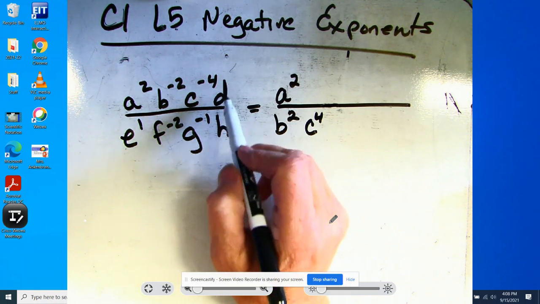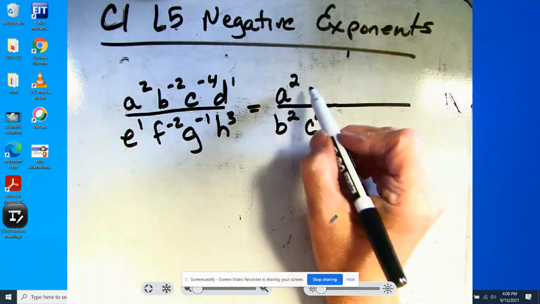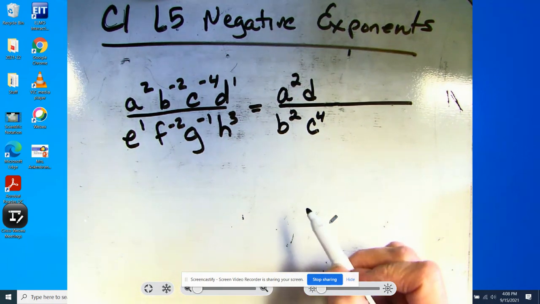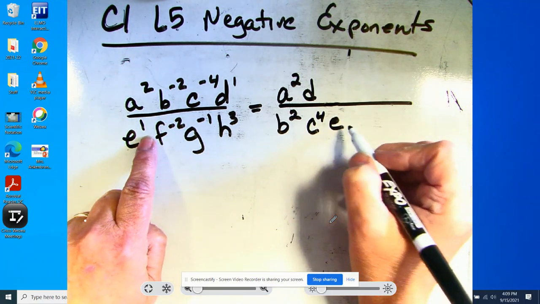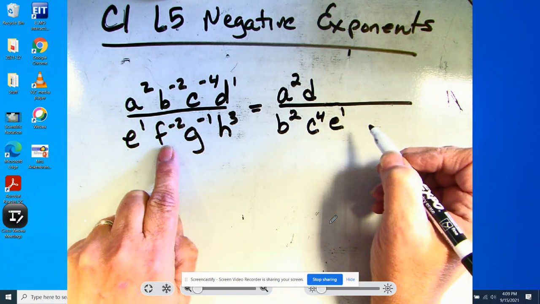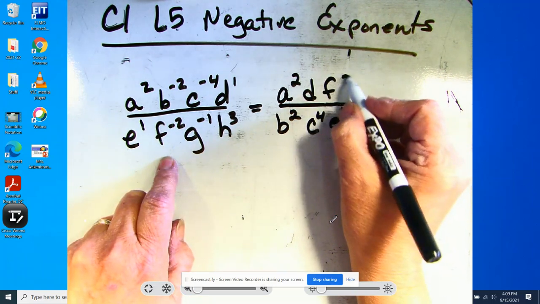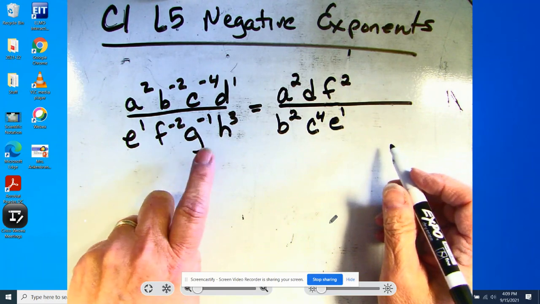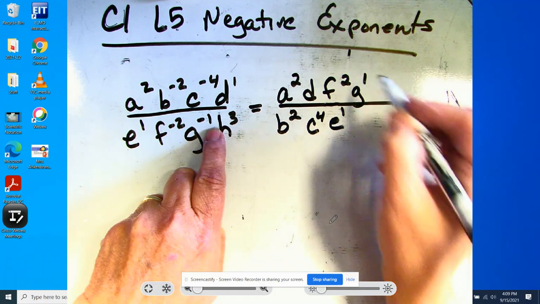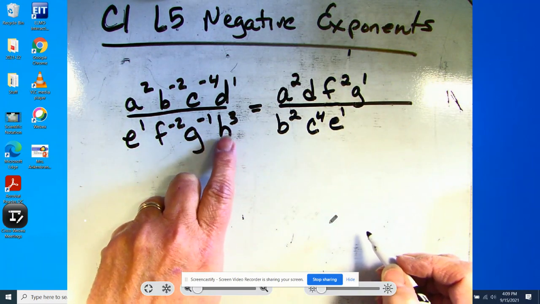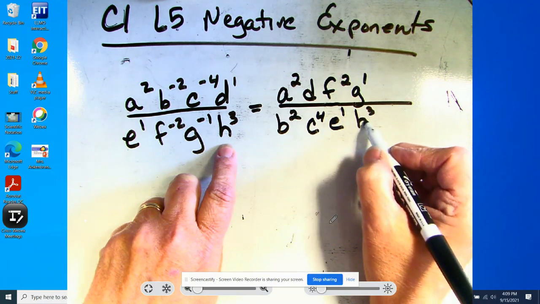D, you may not see the exponent, but remember it's always there. So it's d to the power of 1. It's positive, it stays. E has an exponent of 1. We are going to leave it. It's positive. F is negative, so we're going to take it from the denominator and move it up here to the numerator. G is negative. It moves from the denominator to the numerator and becomes positive. H is in the denominator and it's positive, so we're going to leave it there.